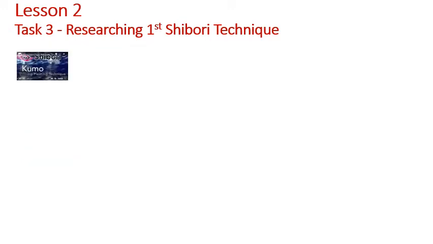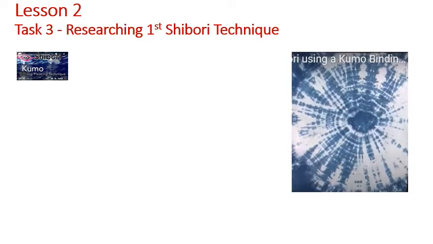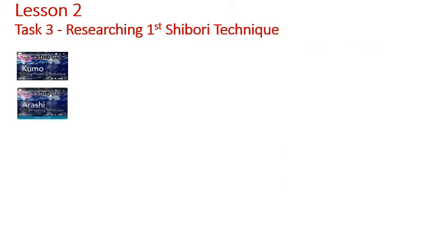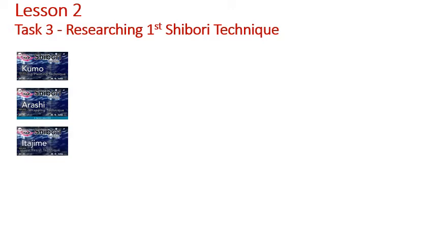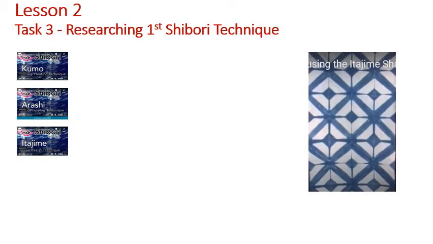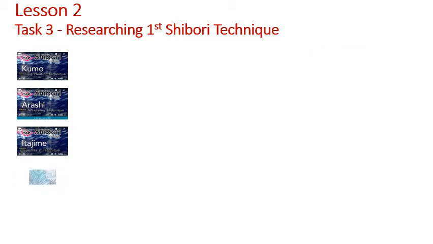There's lots of Shibori techniques out there which create lots of different Shibori designs. This one, Kumo, looks like a cross section of a tree with the growth rings. There's also Arashi, which is a very organic looking texture. There's Itajime, which is a very geometric pattern.